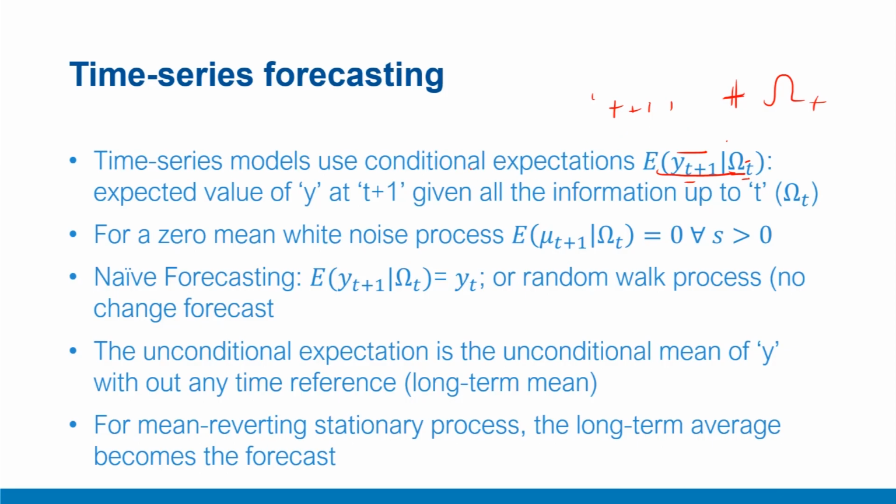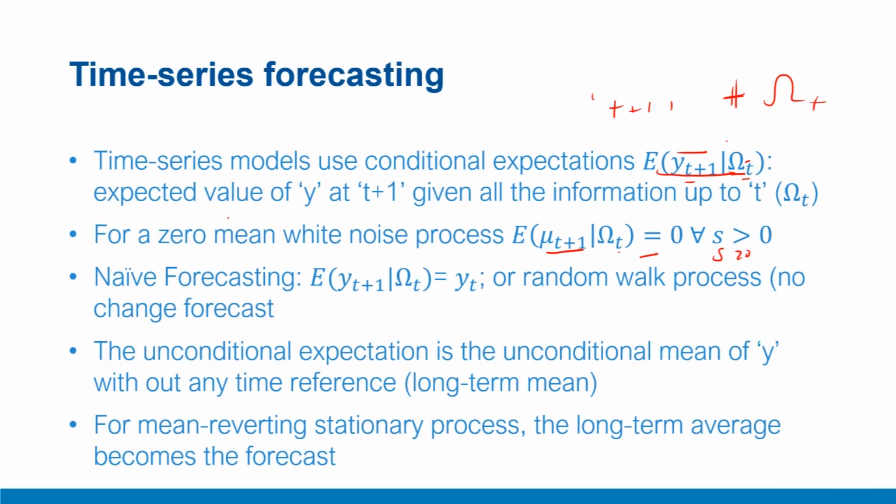Now let us think of a zero mean process like a white noise process, u t. Its conditional expectation at time t plus s given time t is 0 for all s greater than 0. So for all future periods, the expected value of its forecast is 0.